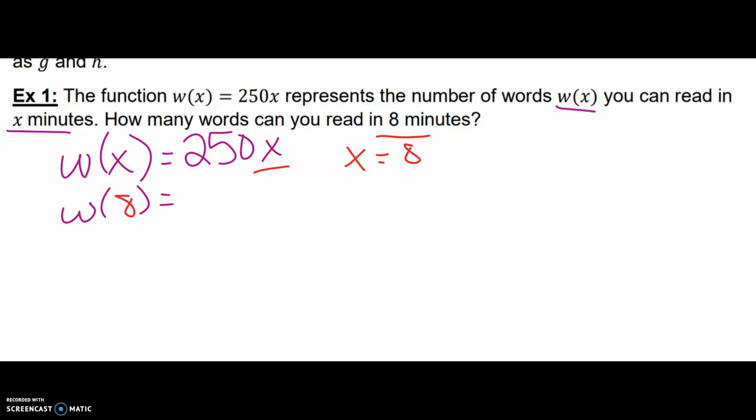The reason we write the 8 in here just tells us what we're evaluating our function at. What number are we plugging in for x? That's all it's telling us on this side. That is not another variable. It's just telling us that that's what we're plugging in for our variable. So we're going to do 250 times the 8 that we're plugging in for the x.